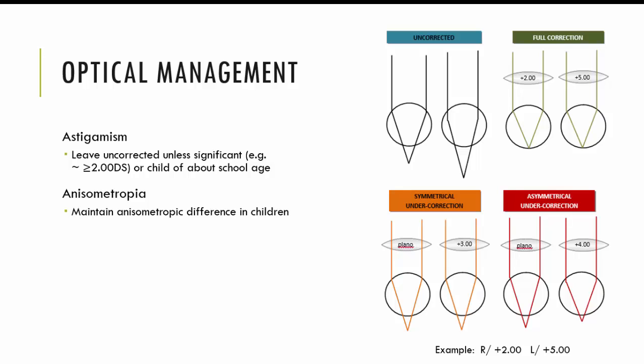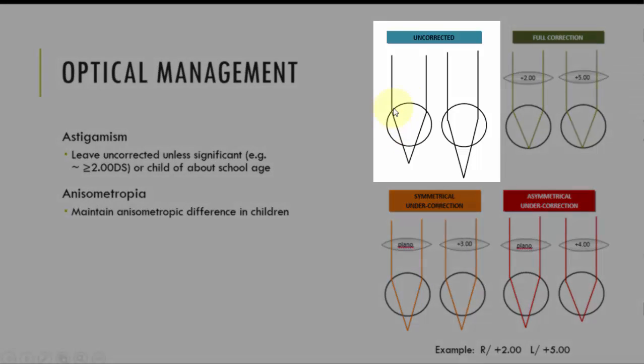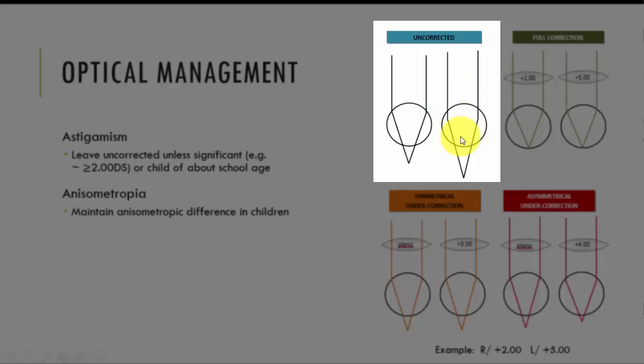Okay, let's talk more about maintaining this anisometropic difference and why it's important in young children who are at risk of amblyopia to maintain the anisometropic difference. So here is the right eye and here is the left eye, a bit different to the way I do projection diagrams. And I haven't drawn the hypermetropic eyes as they should be, like one shorter than the other. But what I want you to focus on is the fact that this eye is 2 diopters uncorrected, so it has 2 diopters of hypermetropia. And this eye is 5 diopters uncorrected, has 5 diopters of hypermetropia.